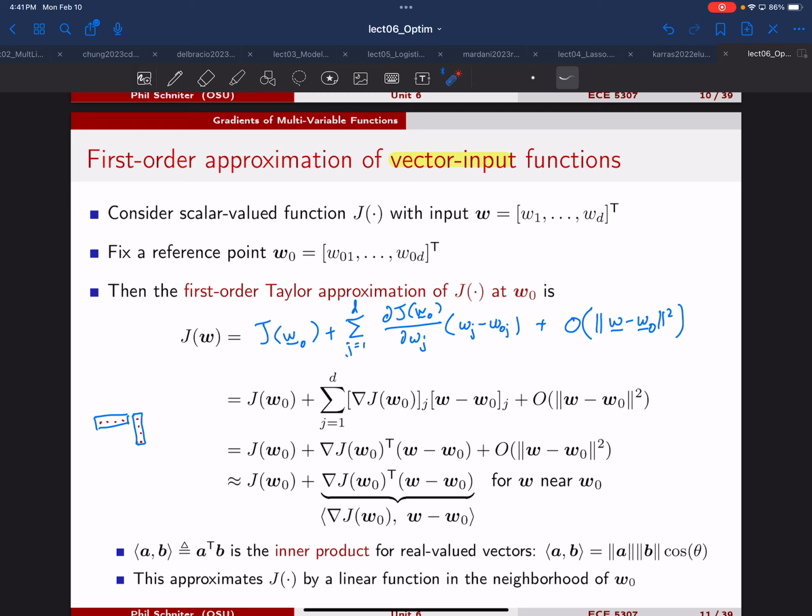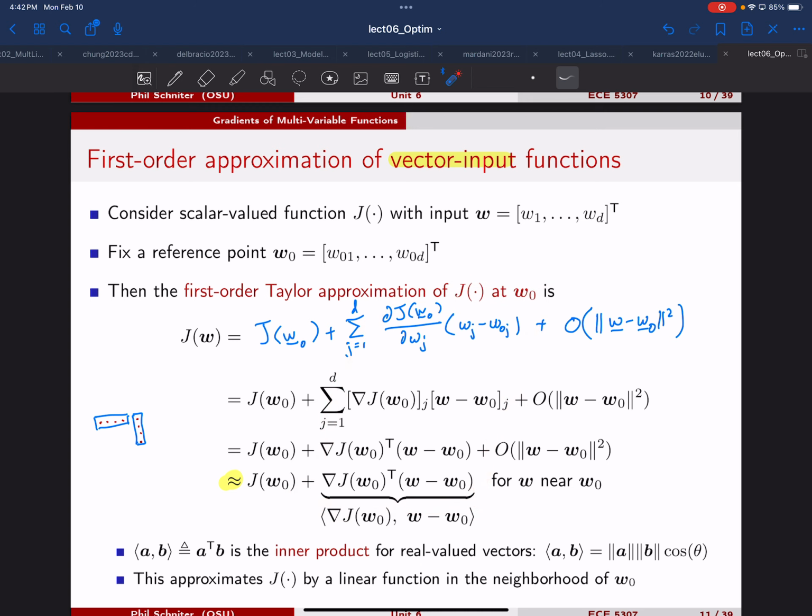And so far, we've been keeping the big O term, but at some point, we're going to make our approximation. We're going to do that just by dropping the big O term. We're going to say this is a good approximation as long as w is close to the reference, meaning this norm is small, because then this term, which is the approximation error, is small. Okay. Is everybody good with how we went from here to here?